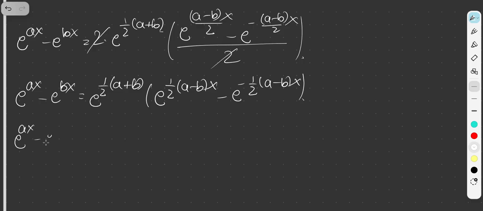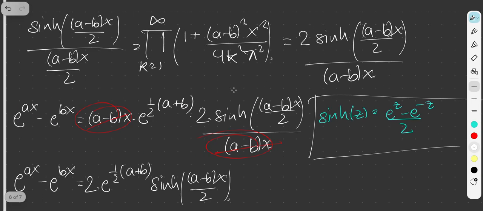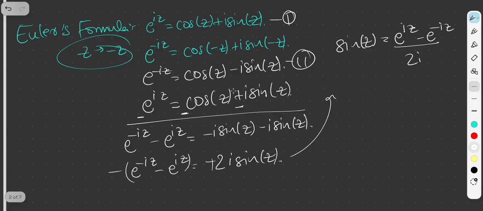So it's e to the ax minus e to the bx equals e to the 1 over 2a plus 1 over 2b. Actually, I'm just expanding this. We know that if we multiply this, the bases are the same, so the exponents just add up. Oh, wait a second. Actually, I'm missing something here. I must not have noticed it.